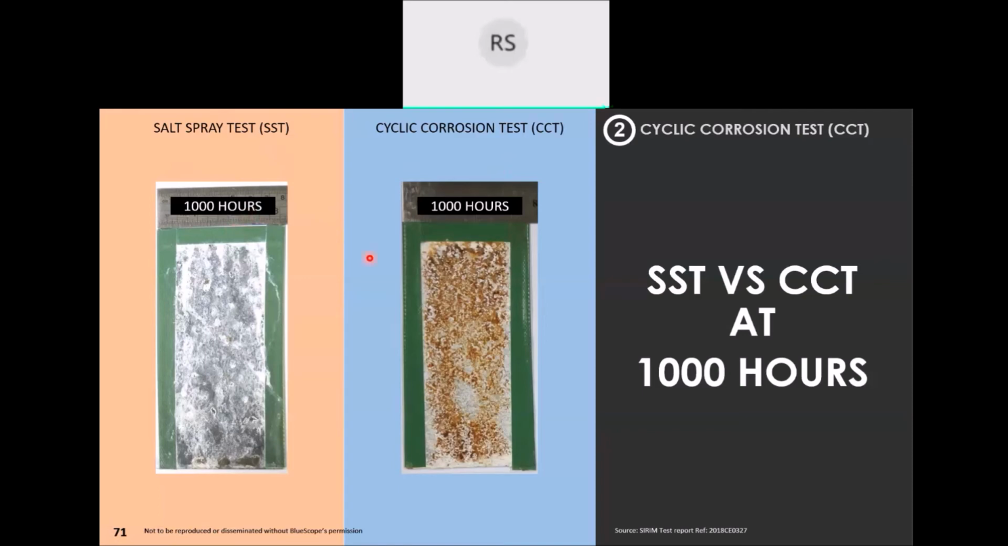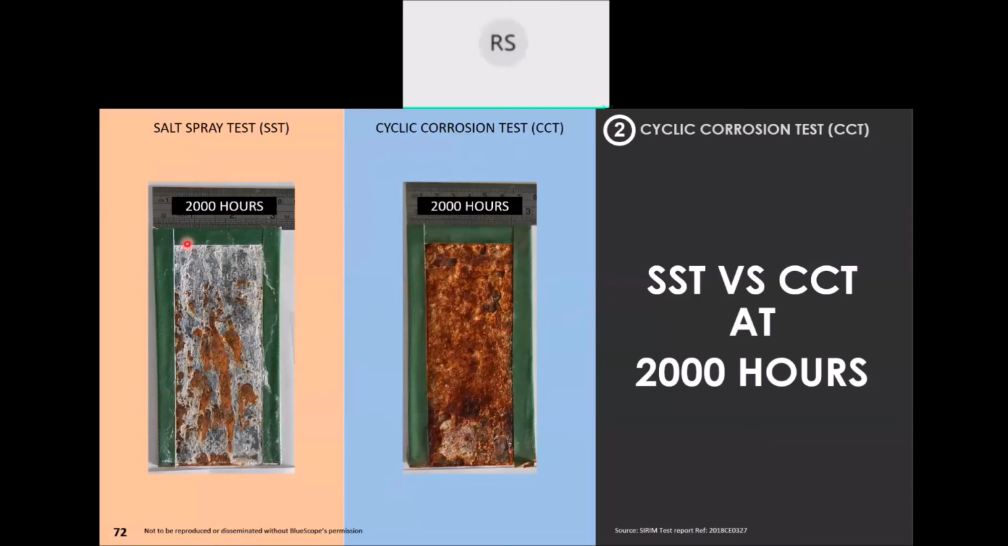So what you can see is that having incorporated the drying cycle, it actually makes the sample corrode more, not less. So having a long duration of salt spray doesn't mean that it is always the worst case scenario. You actually need to incorporate certain actual elements, which is drying and wetting, to make it corrode in a faster way. All right, so this is 2,000 hours of salt spray and also 2,000 hours of cyclic corrosion test.